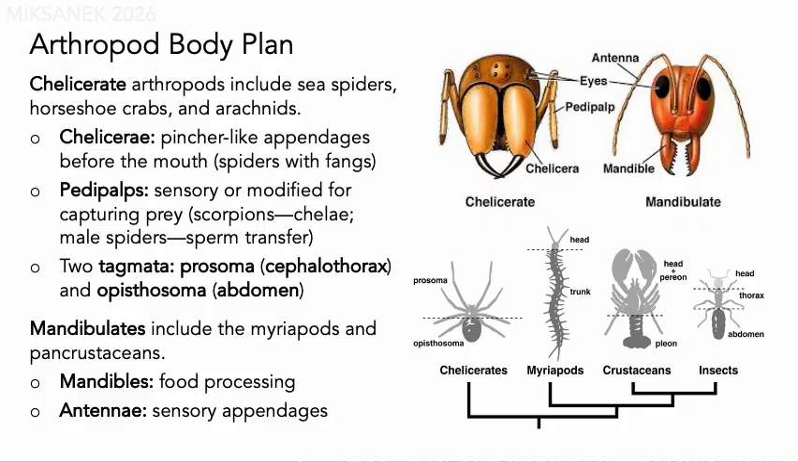Now, as far as tagmatization goes, it does vary based on the group, with myriapods and crustaceans effectively having two tagmata, with various sorts of terminology and names associated with them that we don't need to concern ourselves with too much. Besides, I would say, maybe myriapods, which can have medical importance, broken into the head and the trunk. And then we have in insects three tagmata: head, thorax, and abdomen.